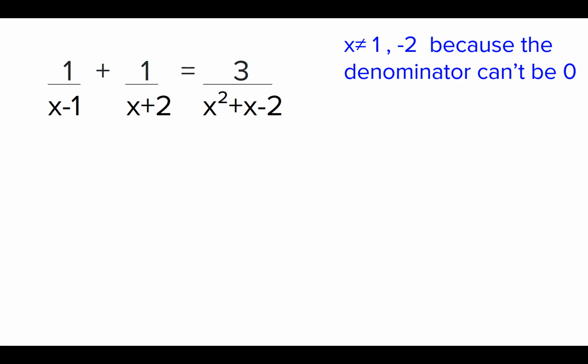My next one, we have 1 over x minus 1 plus 1 over x plus 2. It is equal to 3 over x squared plus x minus 2. When I see quadratics like this, I'm going to factor them. So I need to make sure that all my extraneous solutions are being covered. What multiplies to give me negative 2 but adds to give me a positive 1?